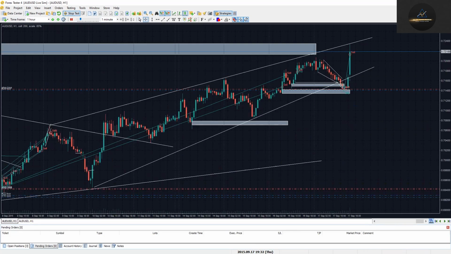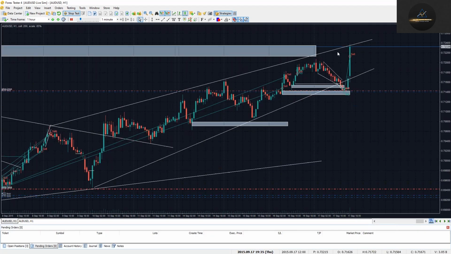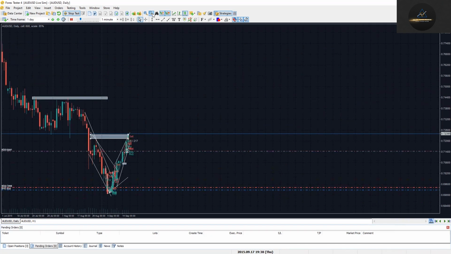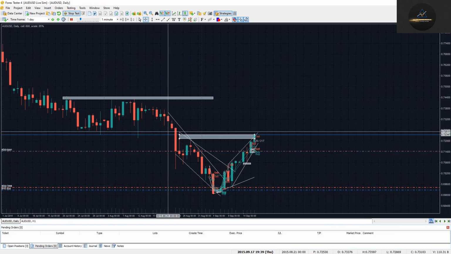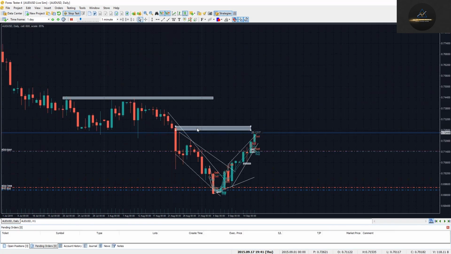H1, we've got this bank level right here. There you go. Point of interest has been taken out, so we can get rid of that. Oh, in fact, let's just use it for the next. Where's the next one? Let's look at daily. Daily, we've got this gap here. I'm really liking this gap on the daily. So let's map that out.